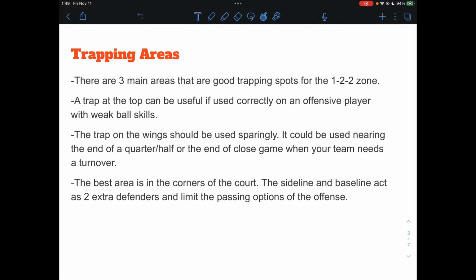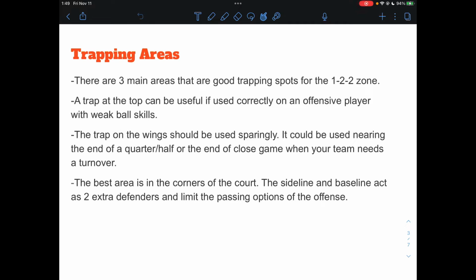Traps in the wings, we can use those sparingly. It's something we could say in specific situations, or we can have a call for it. It could be used near the end of a quarter, near the end of a half, or the end of a close game, maybe the whole fourth quarter, even if you're down a few points and need a quick turnover.